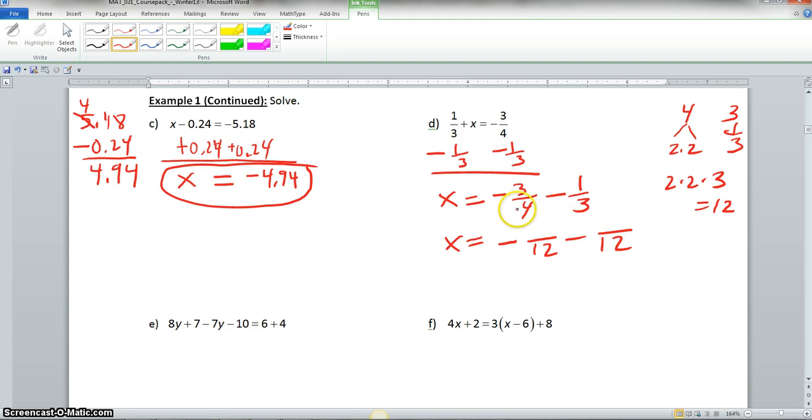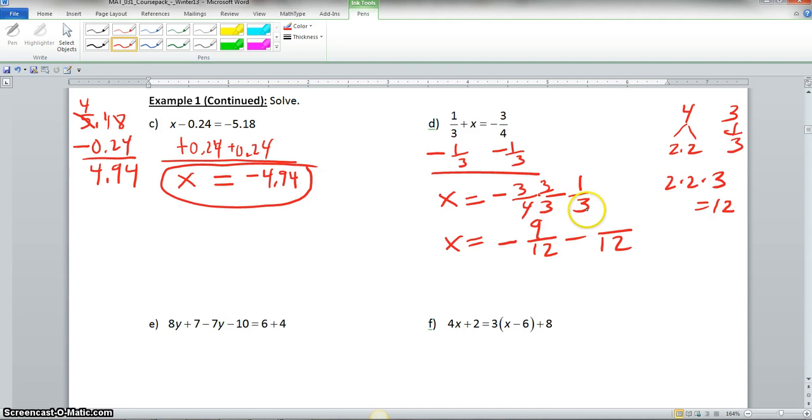Now we have to find our numerator. So we ask ourselves, 4 times what is 12? We know 4 times 3 is 12. So we will multiply this numerator and denominator by 3. 3 times 3 is 9. So this will be a negative 9/12.